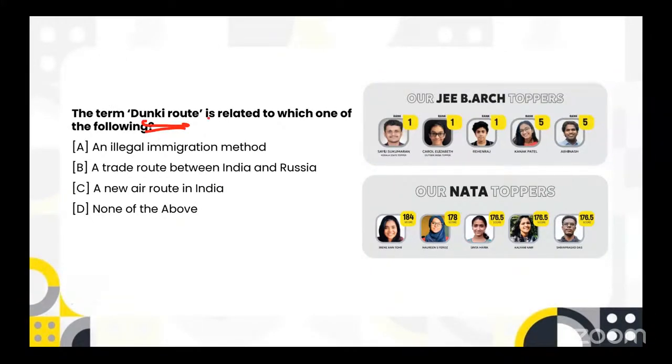It is not a proper way; it was an illegal and dangerous immigration path. That route is known as the Dunki route. The name came from the donkey journey, meaning a very risky and very long route taken without permits or any resources. So basically, the answer is an illegal immigration method, the Dunki route.